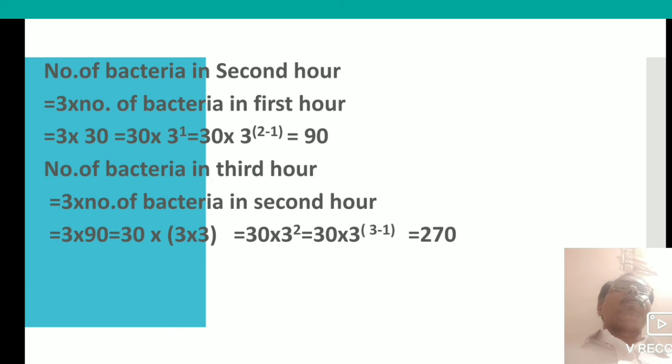And is equal to 30 into 3 to the power of 2, which can be written as 3 to the power of 3 minus 1. That is equal to 270. Okay, just like I am writing a pattern.